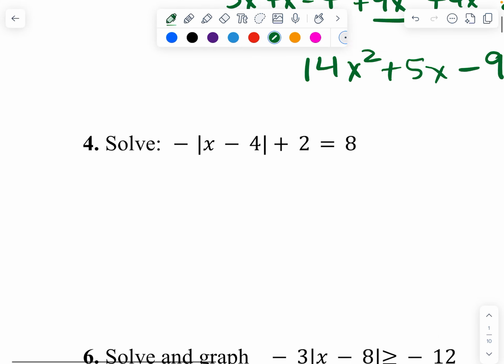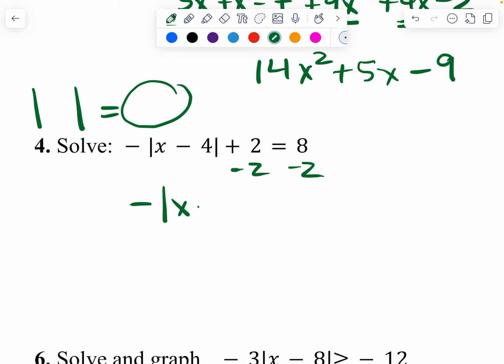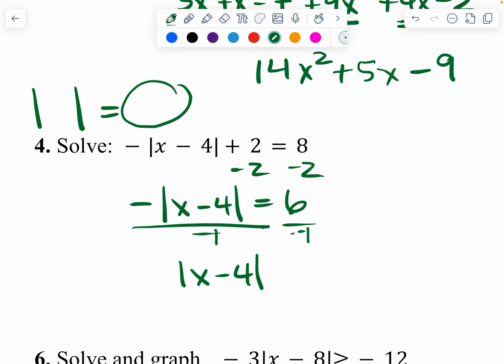Down here, the next one, oh, we have absolute value. Remember, I need to get the absolute value by itself, so it needs to say absolute value equals a number. So I'm going to subtract 2 from both sides. Negative absolute value of x minus 4 equals 6. Divide both sides by negative 1. That was weird. Absolute value equals negative 6. You can never have it equaling a negative, so there's no solution. A positive will never equal a negative.